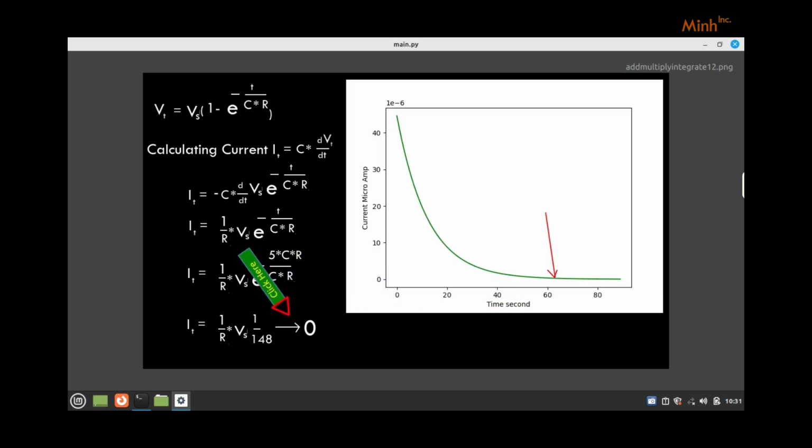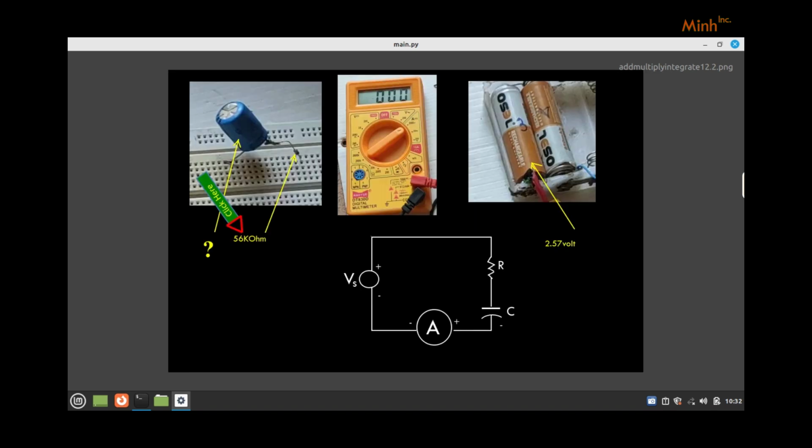So the current would be C dv by dt, since current is dq by dt. And finally it comes to a stage where the current is (1 by R) times (Vs minus V(t)). We can calculate this formula through Python code, and we have generated a graph for up to 90 seconds. Up to 90 seconds, we measure the current, where we have a resistor of 56k, as shown here.